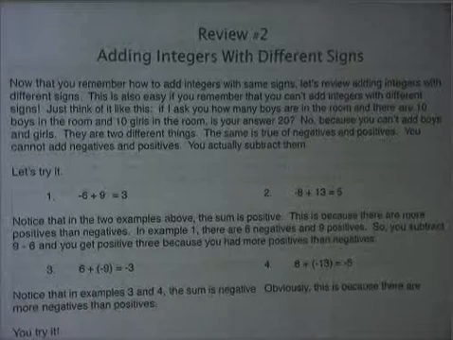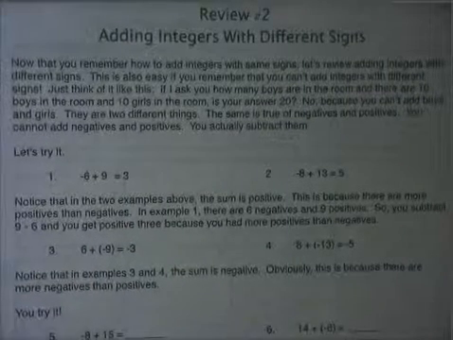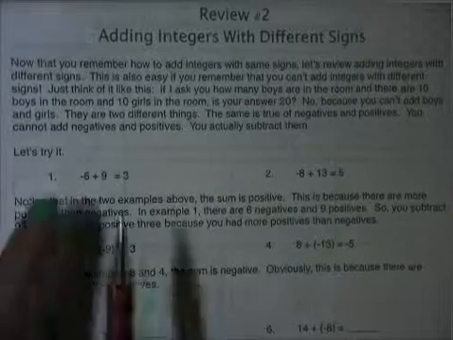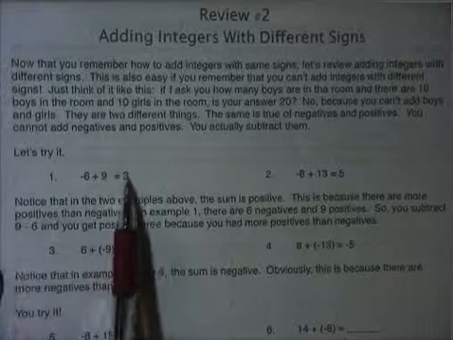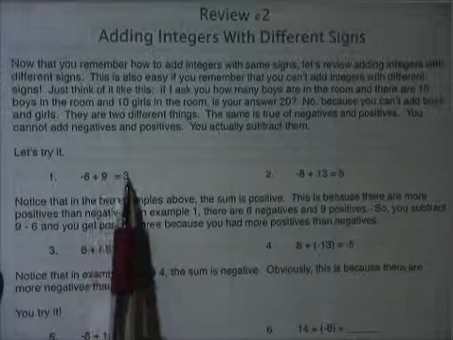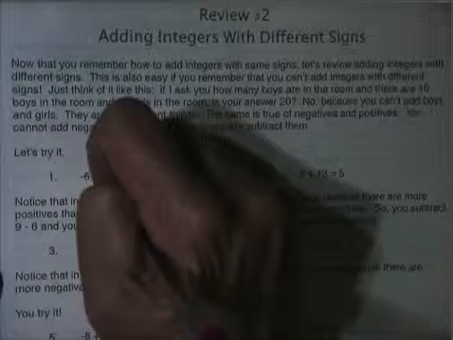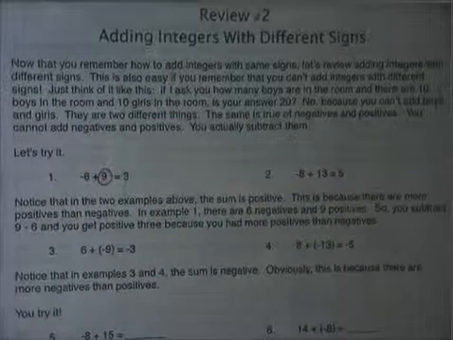So let's try it. We have negative 6 plus 9. Now, for most of us, we should be able to do this in our head, and we should be able to say, all right, I've got 6 negatives and 9 positives. I have 3 more positives. 9 minus 6 is 3. I have more positives, so my answer is positive.